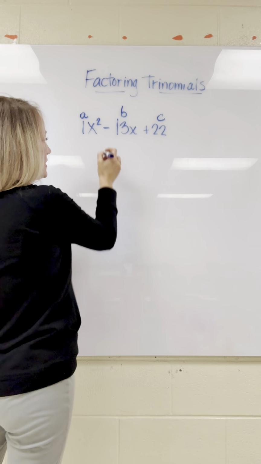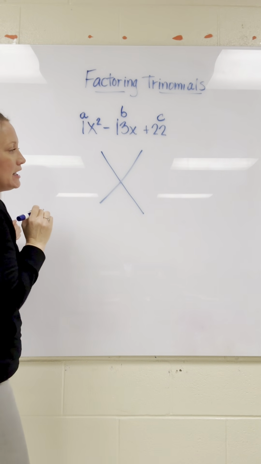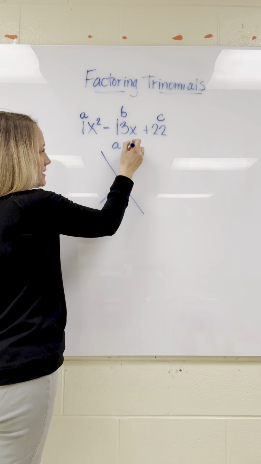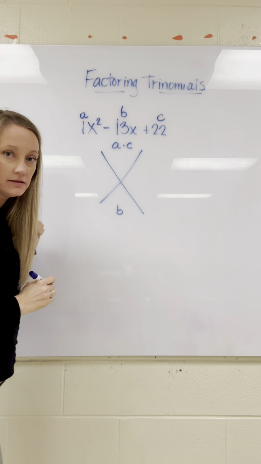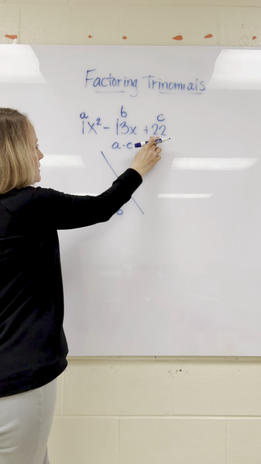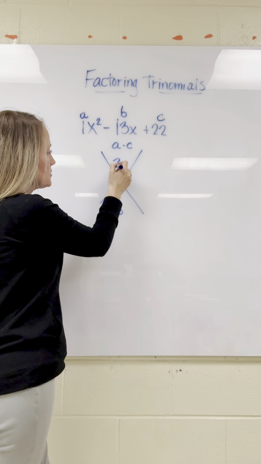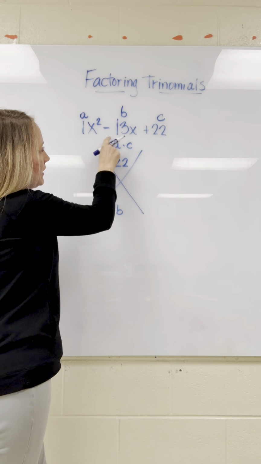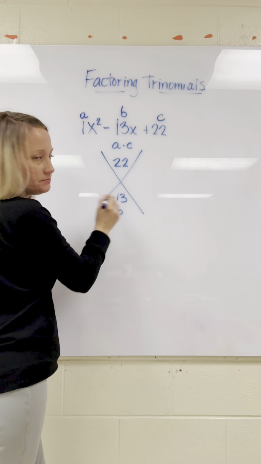So to factor this, draw your big X. At the top is always A times C, and the bottom is always B. So A times C would be 1 times 22, which is 22. And then your B value is negative 13. Stick it in the bottom.